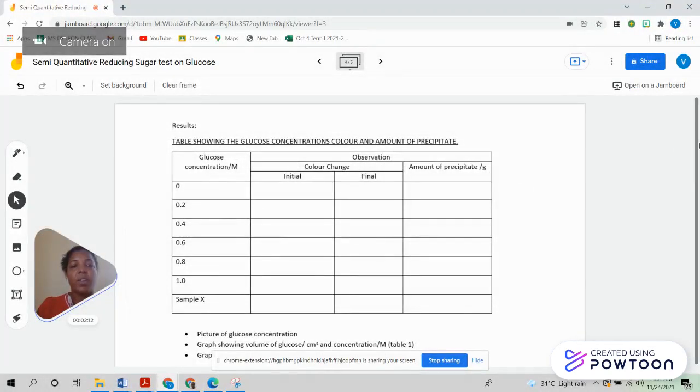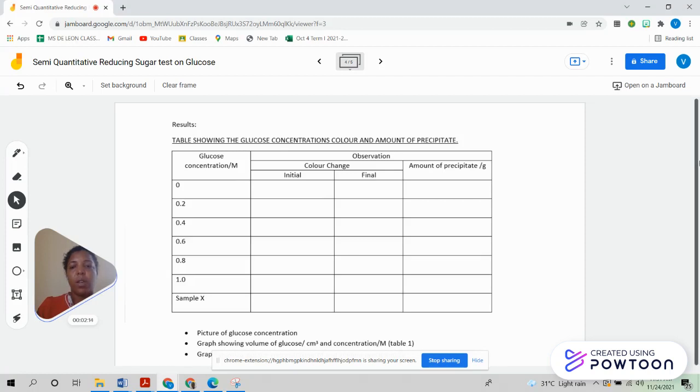Right. So for your results section, you have to add in what you had for observations. So the observation, color change, initial and final, would be your Benedict's test and the results that you got. So you will have to write in what intensity. What we would expect at 0 molar, which is standard distilled water, is no change. It will remain blue.